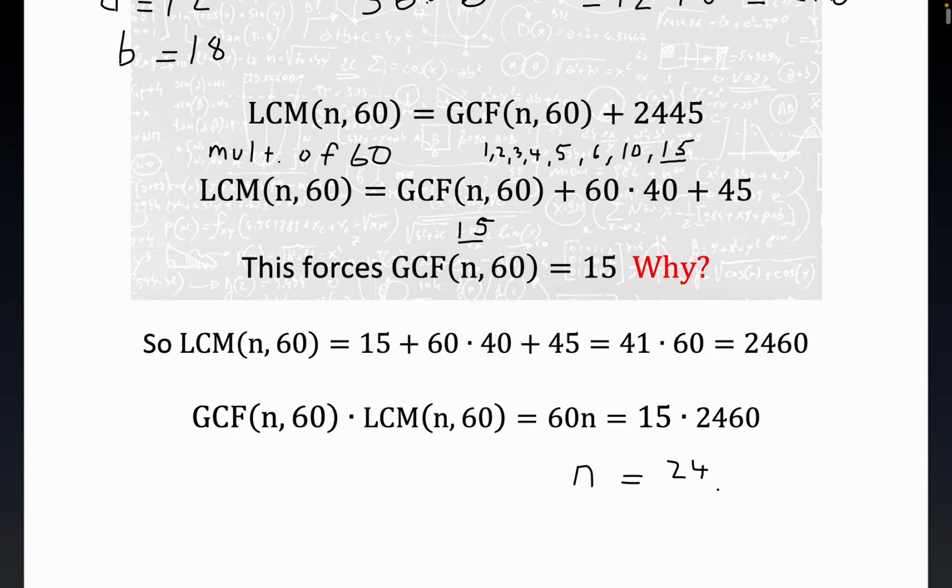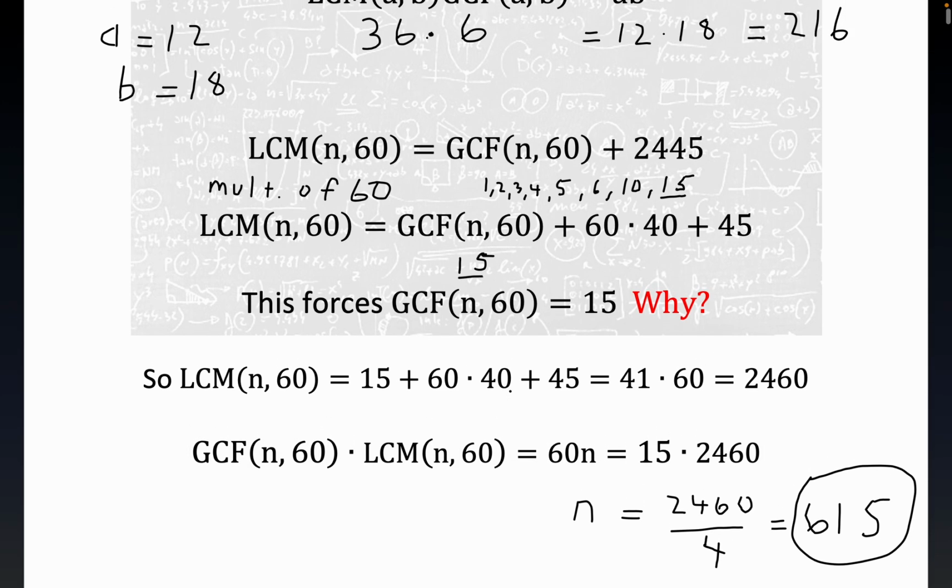You had to have 2460 right here divided by 4, right, folks? Again, what I did right here: we had the 60 right here, I divided the right-hand side by 60, 15 over 60 reduces to 1 over 4. And this is equal to what? 615. That's the answer to the problem.